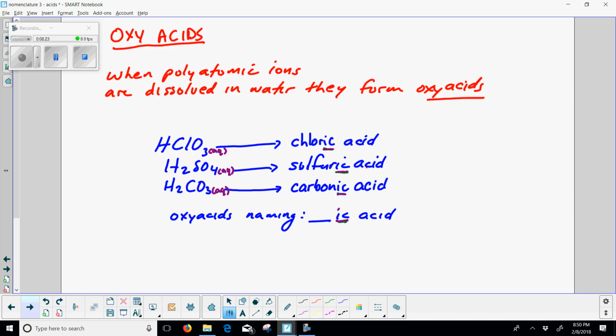Now, we can also have polyatomic acids that are associated with hydrogen. So let's look at some of these. So here I've got a hydrogen instead of a metal that's associated with these polyatomics. So when chlorate has a hydrogen and it's dissolved in water, it's called chloric acid. A sulfate with hydrogen dissolved in water gives you sulfuric acid. And carbonate with hydrogen in water gives you carbonic acid. So the oxyacids, the naming is something ic acid. There's no hydro. Hydro, we only use that for simple binary acids.